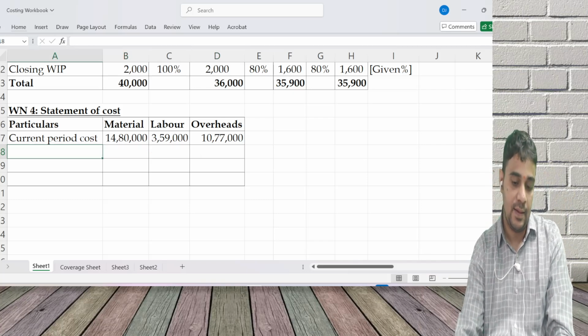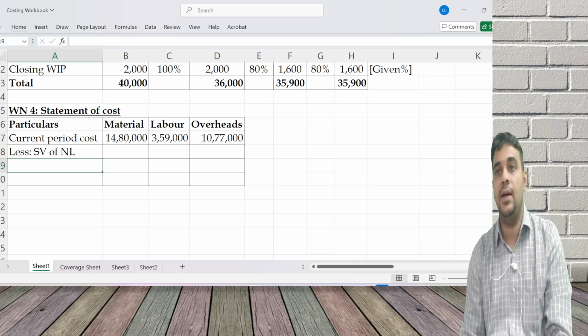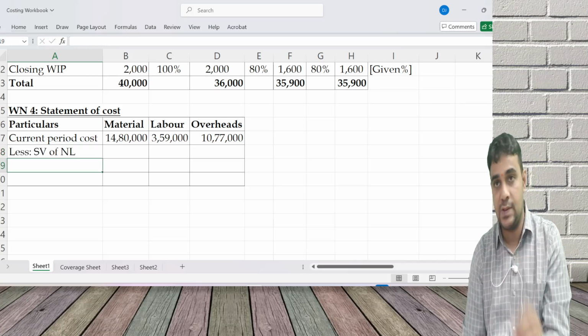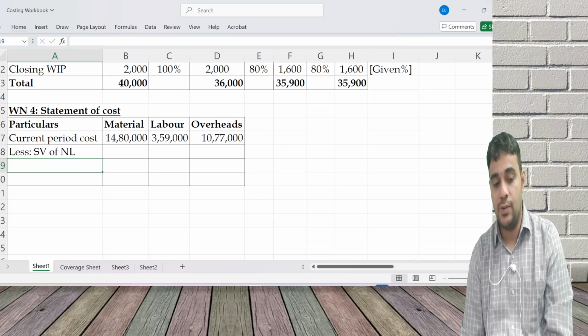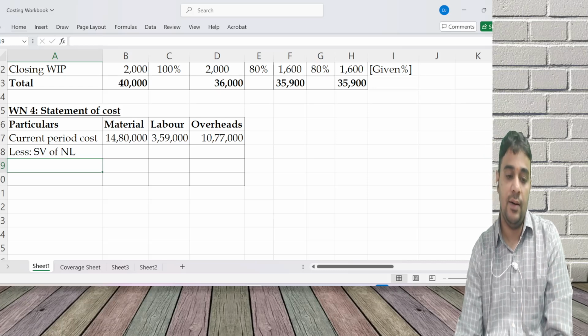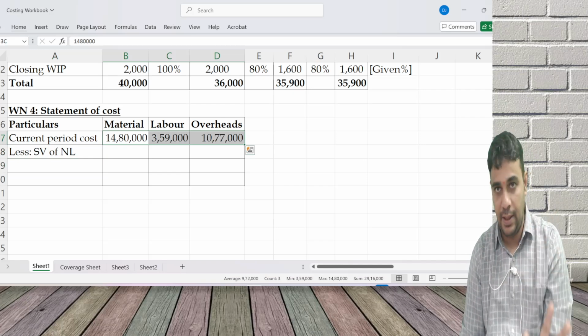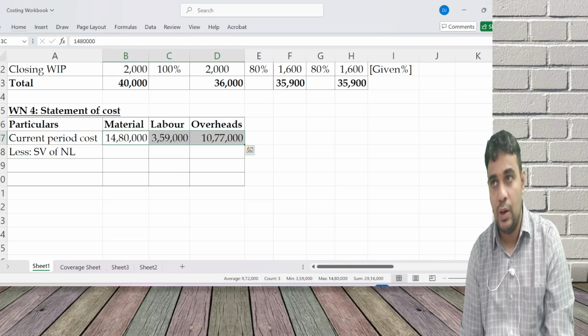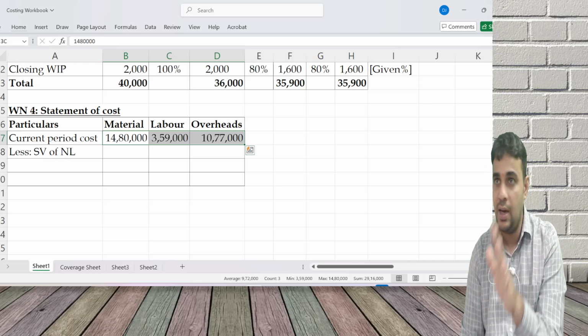Less: sale value of normal loss. It will be on the credit side of the process account. How much? 40,000. Earlier we used to club them together and subtract it. Now material is separate, labor is separate, overhead is separate, so I have to segregate this into the three.